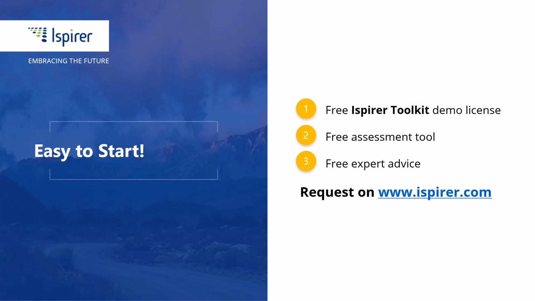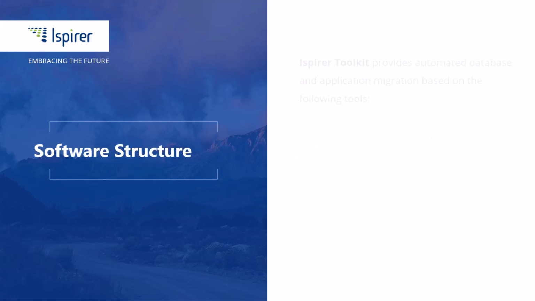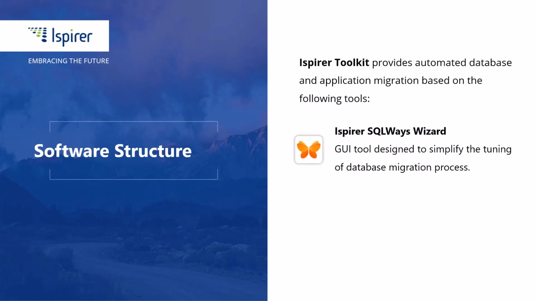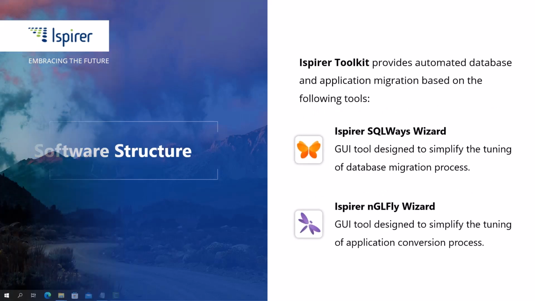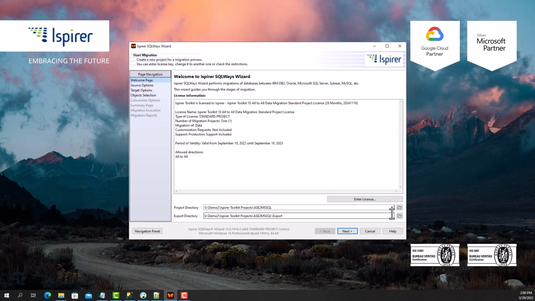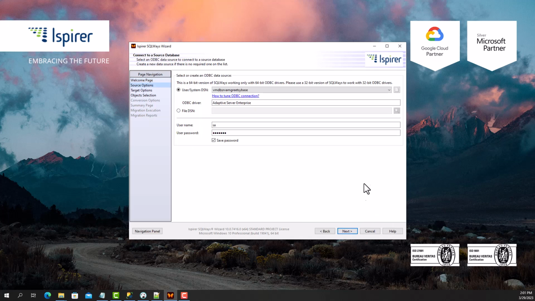Now let's start our Sybase Adaptive Server Enterprise to SQL Server Database Migration walkthrough with Ispirer SQL Ways Wizard. The tool is included in Ispirer Toolkit and designed to manage the database migration process. First, I need to provide the main project directory and export directory that will be an intermediate repository for the entire migration process and store all the auto-generated files, such as SQL files with converted code, TXT files with data, BAT, or SH files. To get started, I need to tune the ODBC DSN for Sybase Adaptive Server Enterprise.